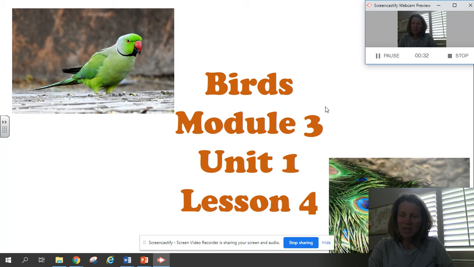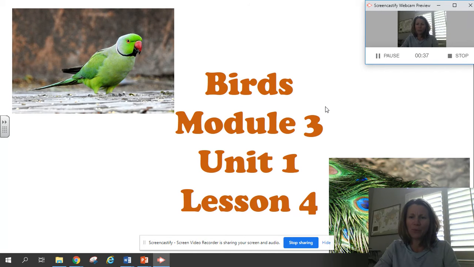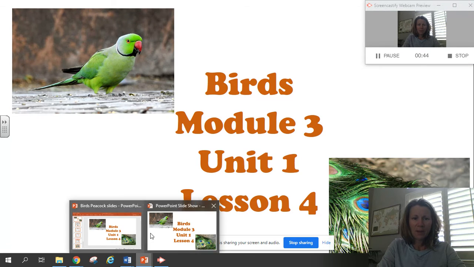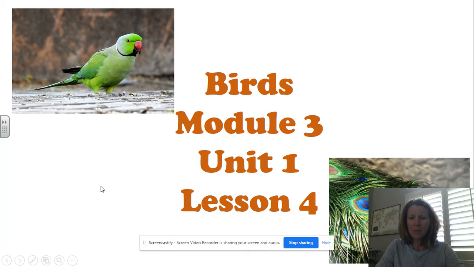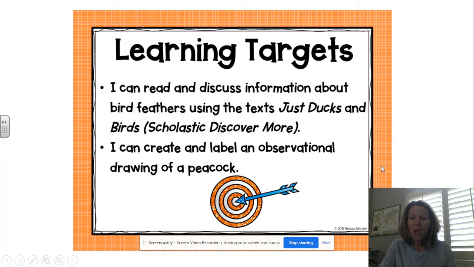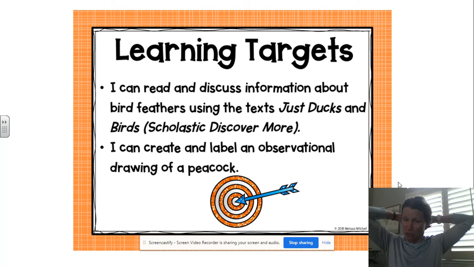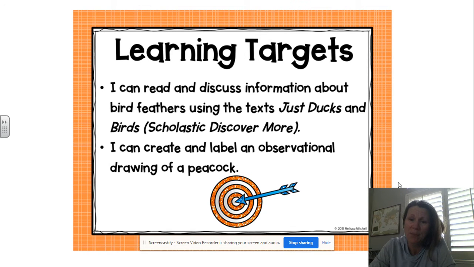So birds. We're on Module 3, Unit 1, Lesson 4. We're cranking along, working our way through. So, our learning targets for this lesson. I can read and discuss information about bird feathers using the text Just Ducks and Birds. We're actually not going to use Just Ducks. We're going to just use Birds today, and we're only reading a small chunk of it.